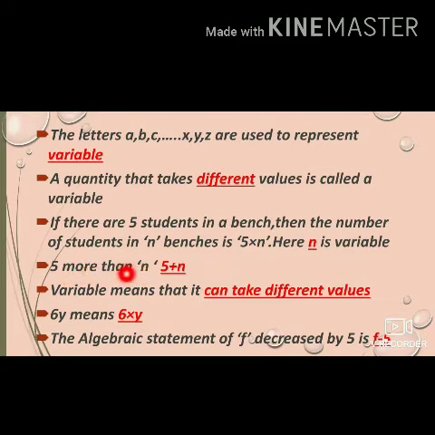5 more than n. Here, "more" represents what? Addition. 5 plus n. A variable means that it can take different values. 6y means 6 into y. The algebraic statement of "f decreased by 5": here the keyword "decreased" represents what? Subtraction. f minus 5.